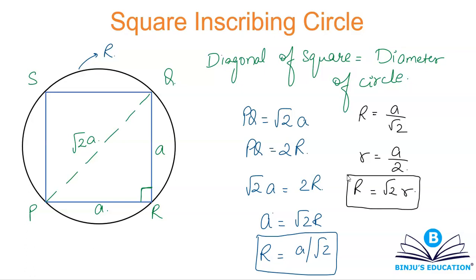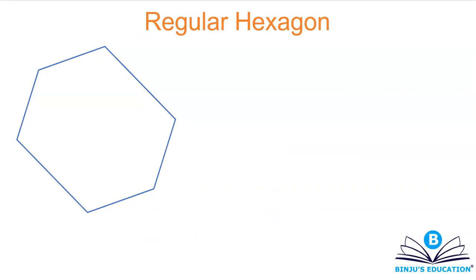All right, one last thing that we need to do is a regular hexagon. So let's see what we can do. So first of all, it's a regular hexagon. So let me first name the vertices. And first of all, let me calculate the sum of the interior angles of this regular hexagon. The formula is, we have already studied that, that is n minus 2 into 180 degrees.